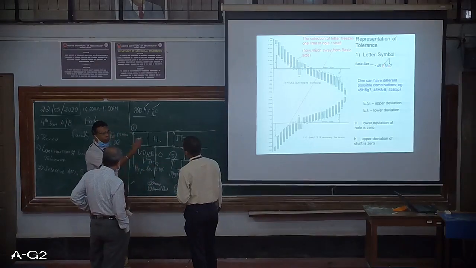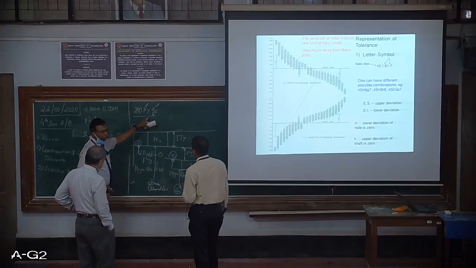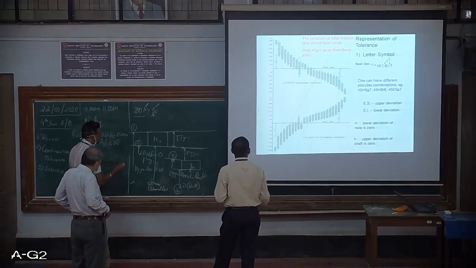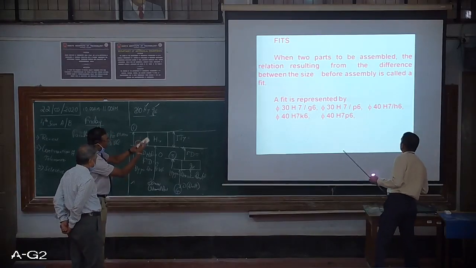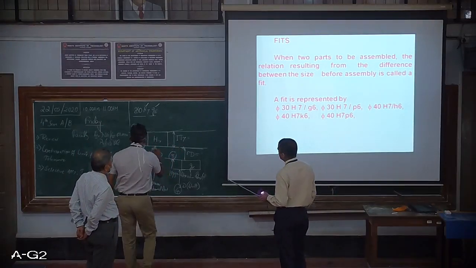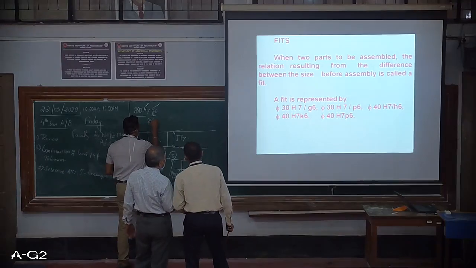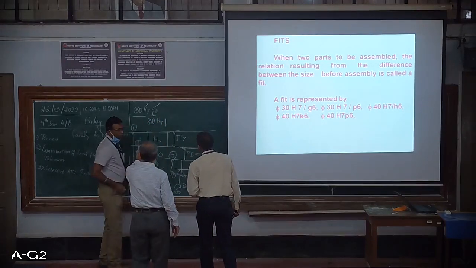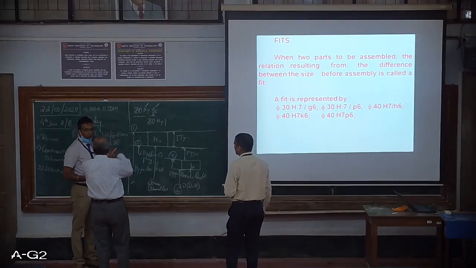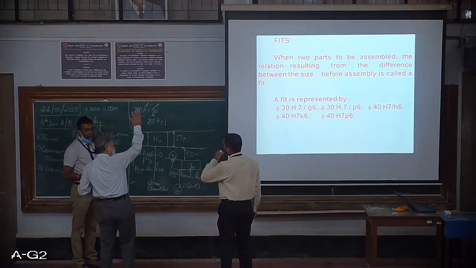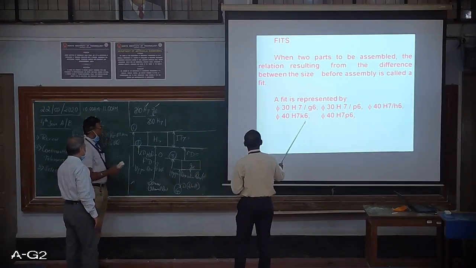How to solve that? We will discuss that in the subsequent steps. Let us analyze what 30H7G6 means. Same is the case with the next example, H7P6. So the next one, let us analyze this. 30H7, some other example, K6.